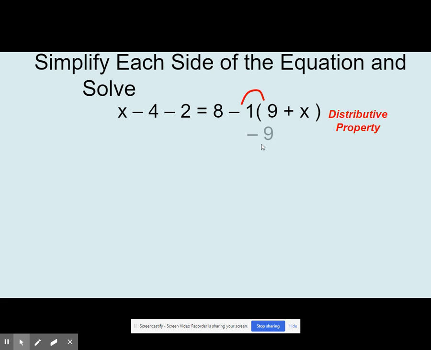Negative 1 times 9 is negative 9. Negative 1 times x is minus x. And then we can just bring everything else down. X comes down, minus 4, minus 2 equals 8. And then it's just minus 9 minus x. Next thing on our list, combine like terms.